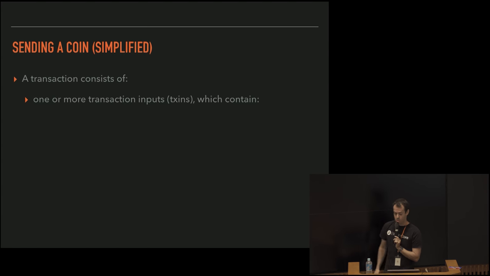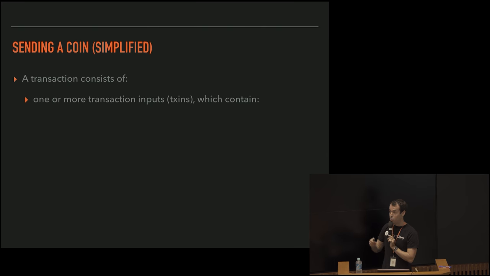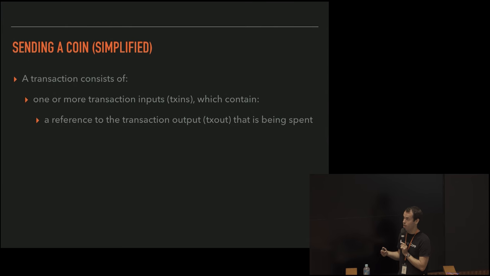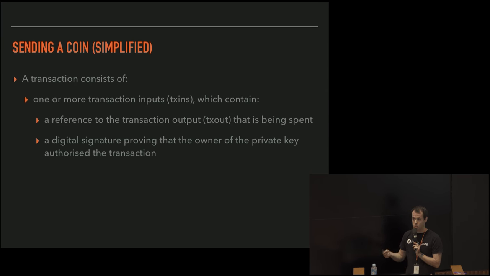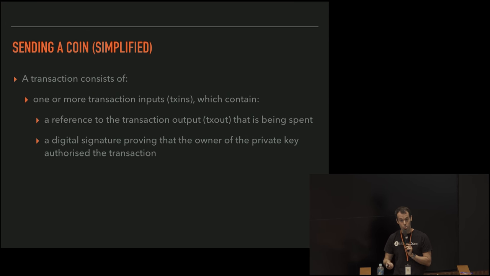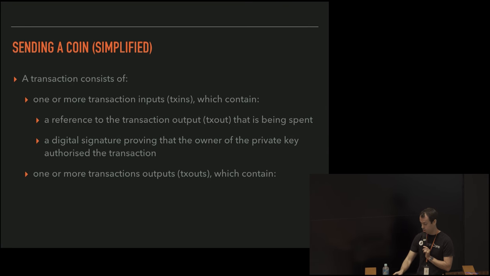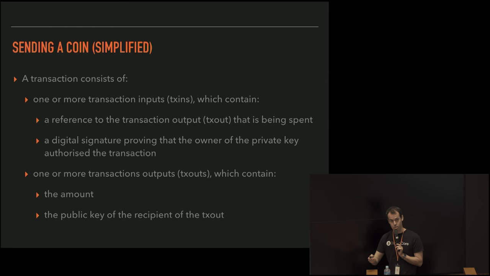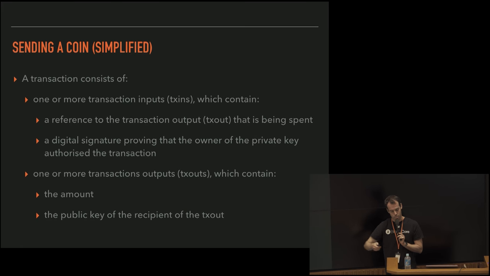So a transaction consists of, and this is very simplified, one or more inputs. Those are coins going into the transaction, and those inputs contain a reference to the output of the previous transaction, and a digital signature, which proves that the person creating that transaction actually owns the coin and authorizes a transfer. And then the transaction also contains some outputs, which contain the amount of coin going to that output, and the public key of the recipient. Okay, so it goes from one person or one public key to the next public key.